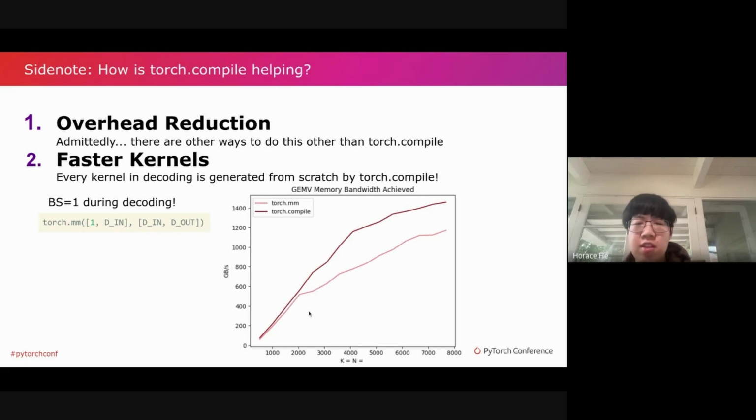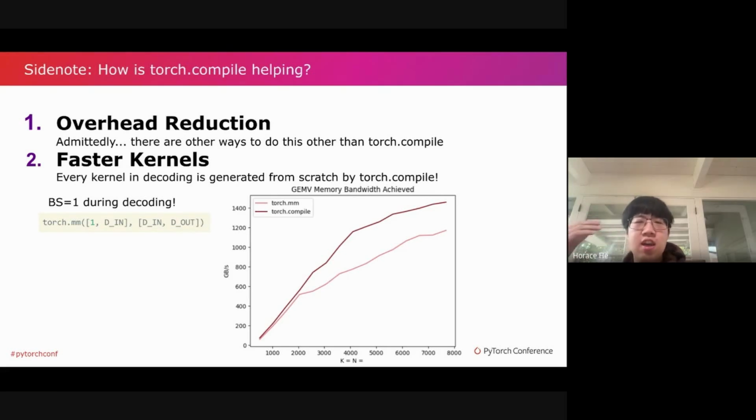You can see here that across a bunch of different shapes, the Torch Compile kernels have maybe a 20% performance increase over the cuBLAS kernels, which is what Torch calls into. These faster kernels are a pretty big component of why GPT-Fast is so fast.